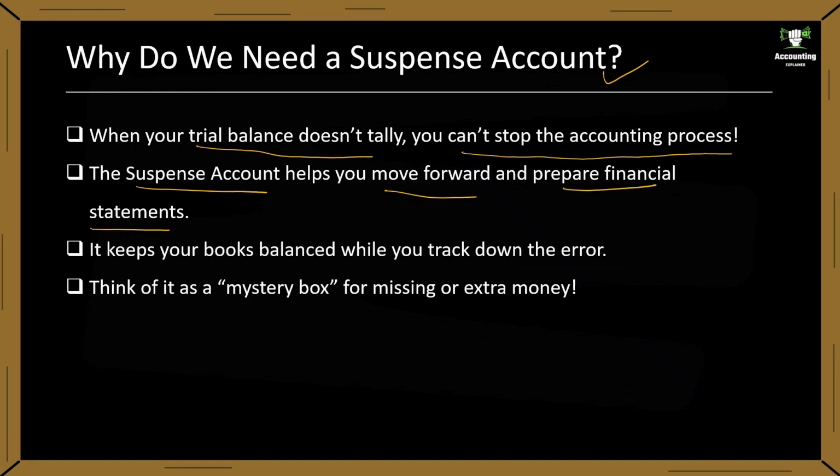What are the financial statements? Trading and profit and loss account and balance sheet. It keeps your books balanced while you track down the error. First, you balance your books, prepare all the financial statements, and then you sit down to track the error. You can think of it as a mystery box for missing or extra money. As I told you, it's very mysterious. That is why it is called a suspense account. You are going to crack the suspense.